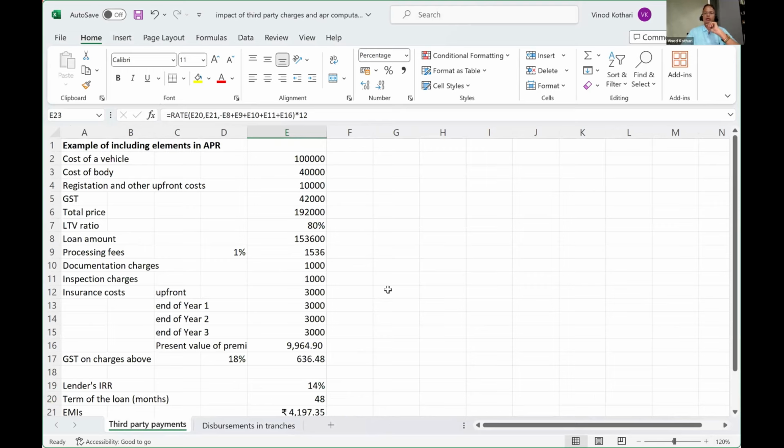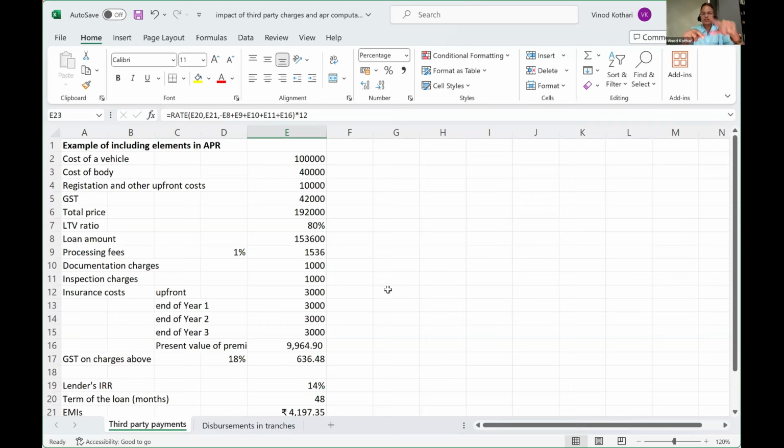So let's talk about a vehicle loan. Let's say commercial, any kind of a vehicle loan. Cost of vehicle is 1 lakh, which is an understatement, but let's say the cost of vehicle is 1 lakh. Normally, if it's a commercial vehicle, particularly the chassis is bought, and body building is done separately. Let's say the cost of body is 40,000. The lender agrees to fund the cost of body as well. The registration and other upfront costs are 10,000.